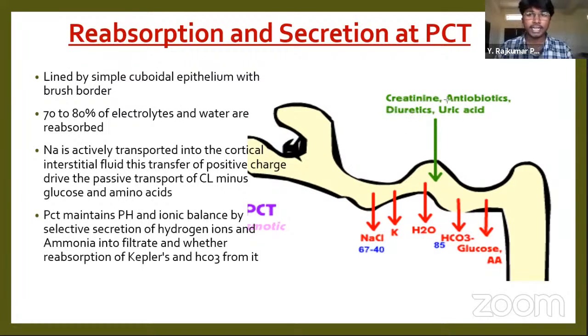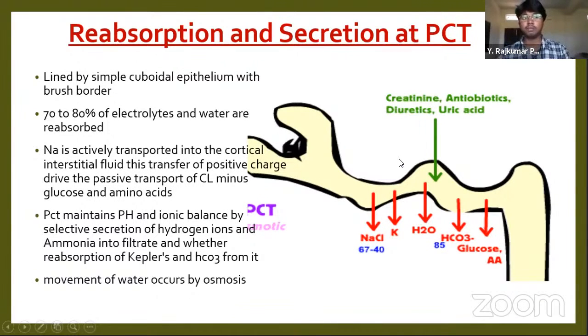You must be clear on these parts. That's why I'm repeating again and again. So here, creatinine, antibiotics, diuretics, and uric acid are getting secreted. They are going to get eliminated. And NaCl, K plus ions, water, bicarbonates, glucose and amino acids are getting reabsorbed. That means they are going to come into the body. Hope you are able to understand this. You must know these two terms. Reabsorption means we are taking in for the body. Secretion means we are excreting. Let's see further.